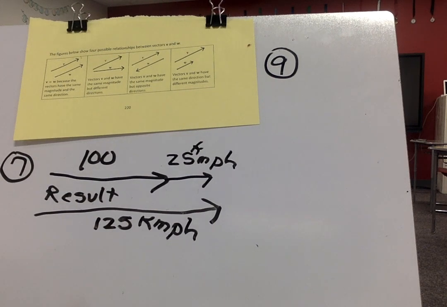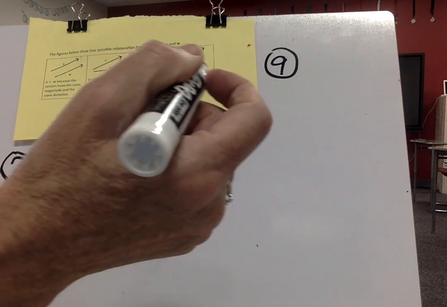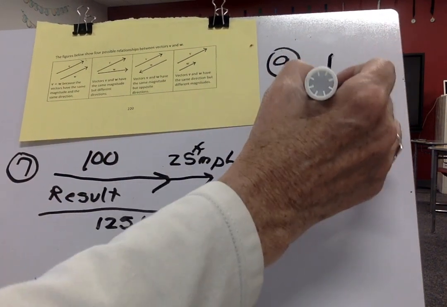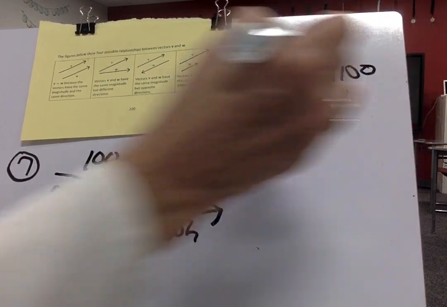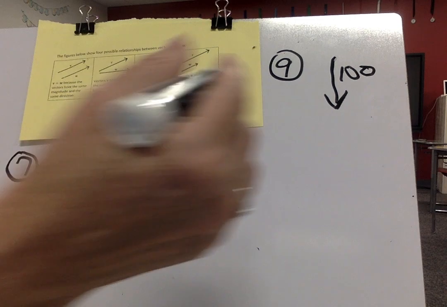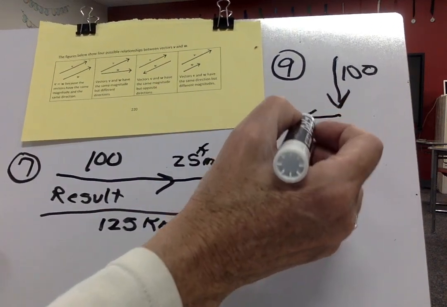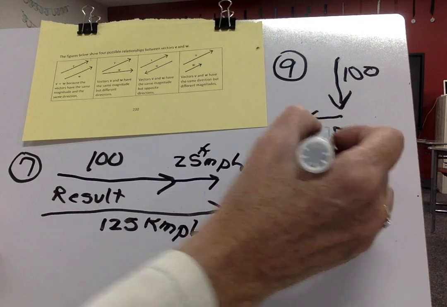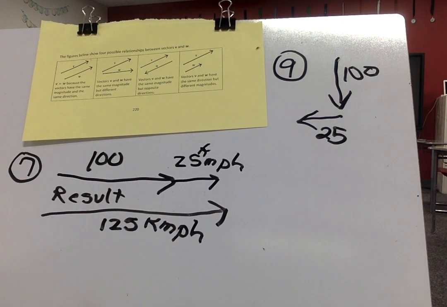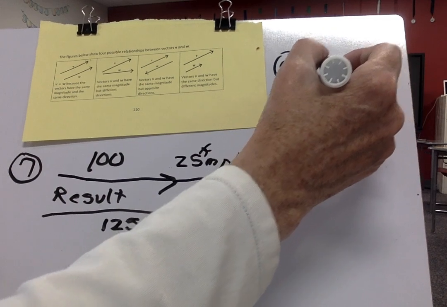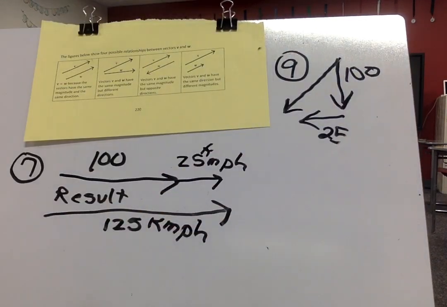Number 9: suppose a train is traveling south at 100 kilometers per hour and meets with a westward side wind that is 25 kilometers per hour. Model the situation with vectors and find the resulting speed of the plane. So we have the plane traveling south at 100 kilometers per hour, and then we have a wind coming this way at 25 kilometers per hour. So the result is the plane gets shifted this direction, like that.